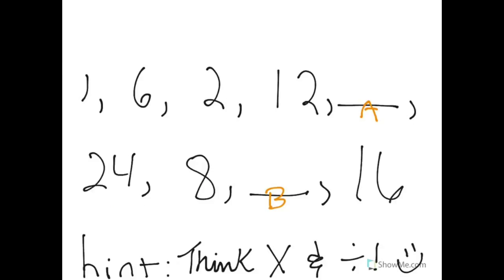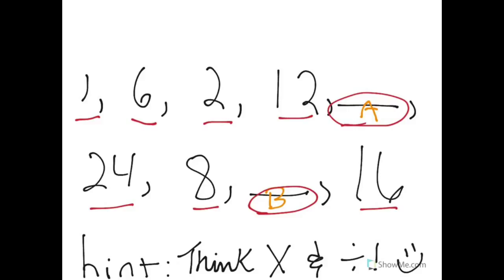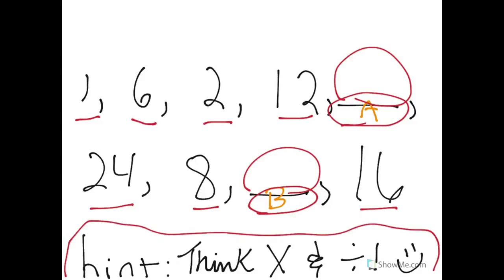I'm going to give you this last problem. Again, a little bit crudely drawn, but you get the idea. First number is 1, 6, 2, 12, blank A, 24, 8, blank B, 16. Those are the numbers. I would like you to bring tomorrow the answer for what number goes in blank A, what number goes in blank B. Show me your work. And I'm giving you a little bit of a hint here. I'm being Mr. Nice Guy today. The hint is think multiplication and division, because it doesn't always have to be adding and subtracting.